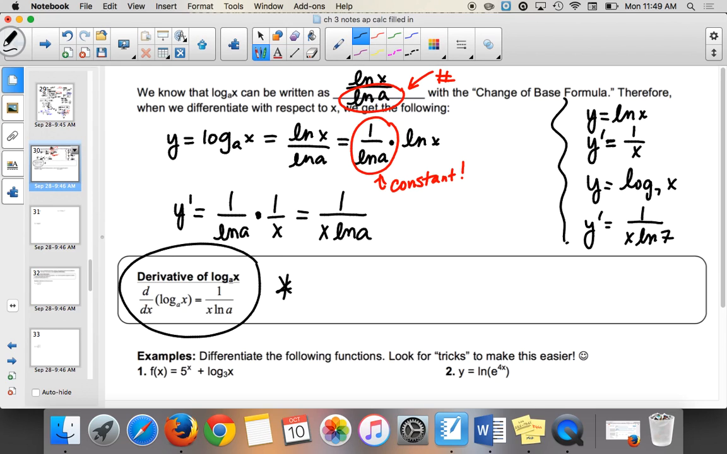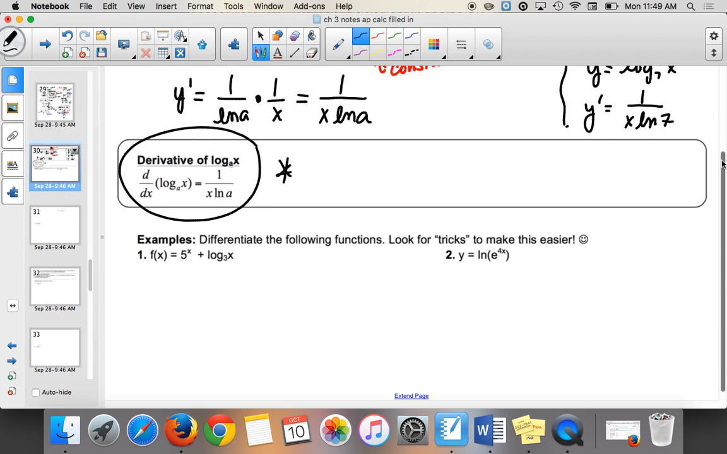It says differentiate the following functions. Look for tricks to make these easier. For example, number 1, we have 5 to the x plus log base 3 of x. We know the derivative of 5 to the x. Do you remember what it is? 5 to the x is 5 to the x times natural log of 5, yep. And then log base 3 of x is 1 over x natural log of 3. A lot of things you've got to memorize, right? You're just using those formulas.